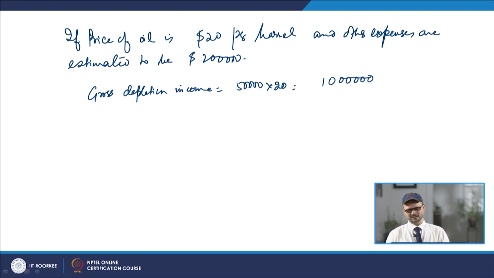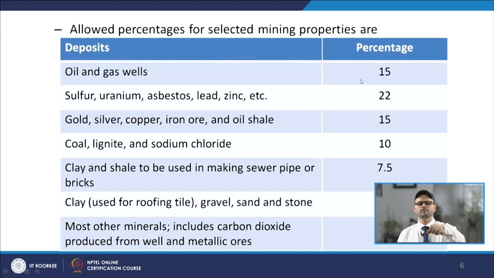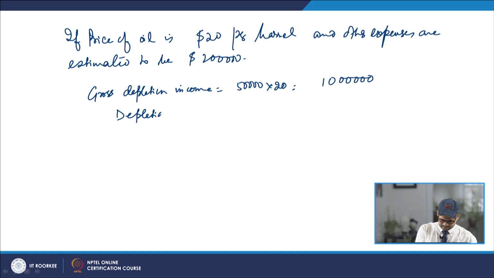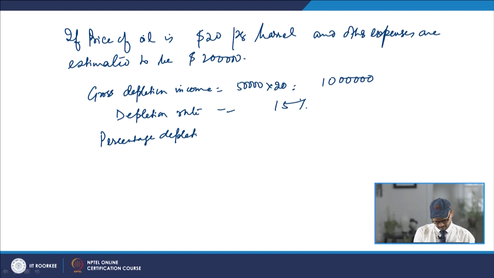Now, on this you have the percentage. We know that for oil it is 15%. So the depletion rate is 15%, and the percentage depletion charge will be 1,50,000 dollars.